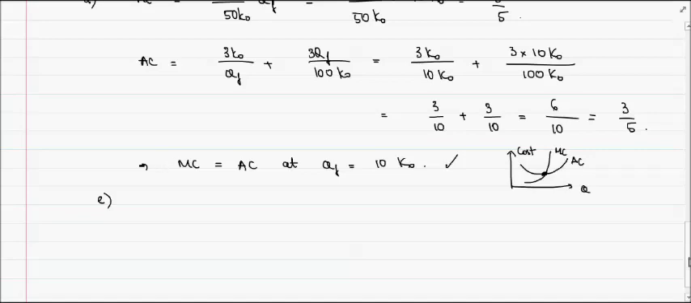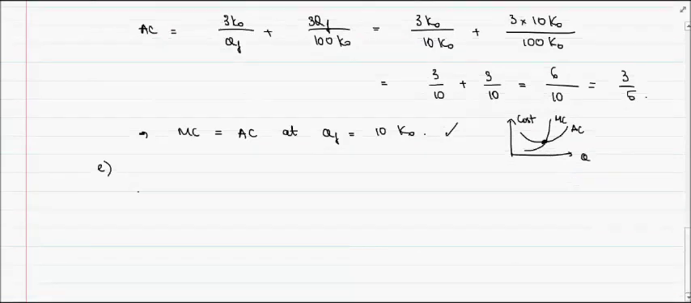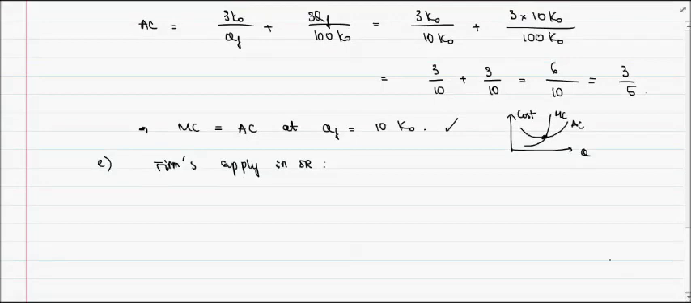Okay, so to find the market supply, the first thing we have to do is to find the firm supply. Okay, so we find the individual supply for each of the firm first, and then after that we add all the supply together to find the market supply. Okay, so the first thing we want to do is to find the firm supply in the short run. Okay, so the firm will be supplying at the point where the price equal to marginal cost.